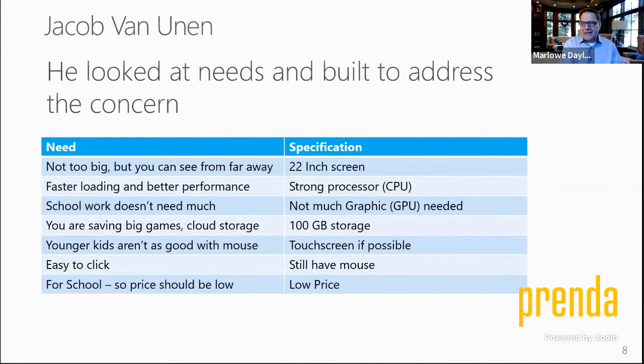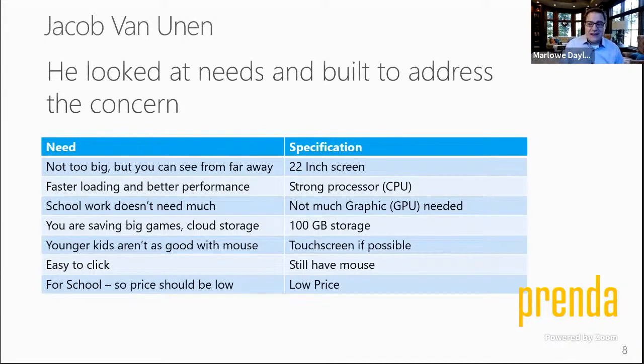Here's a really great thing that Jacob did when he was in his proposal: he looked at what needed to happen. And so he said, look, I need it to be not too big, but you have to be able to see the computer screen from far away. And what that meant is he said, I want it to be about a 22-inch screen. Jacob, how far away are you from your computer when you actually are on it? At school, it's pretty close to me, so I don't need it to be too big. And then do you have more than one student in your classroom? Yeah. And so sometimes when you're sharing computers, you need to stand back a little bit so everybody can see the screen.